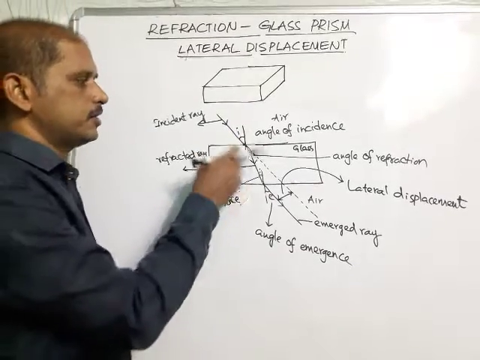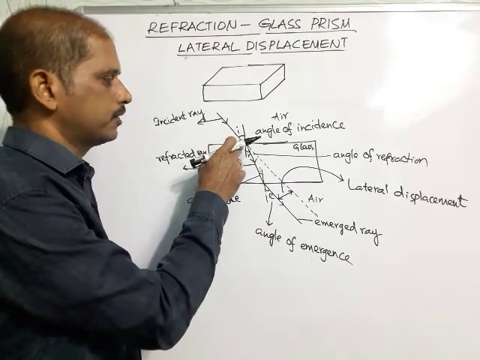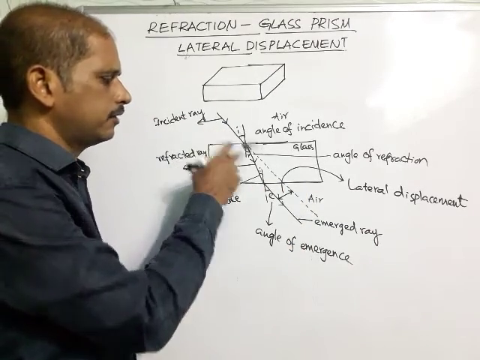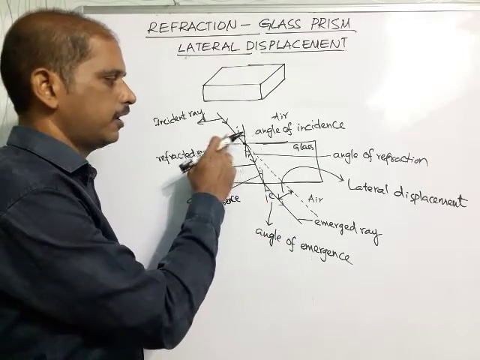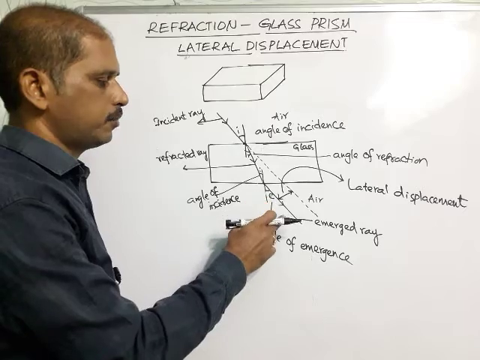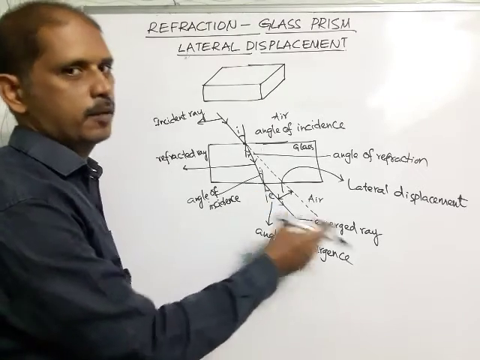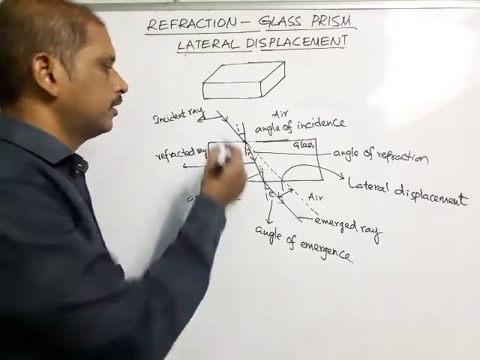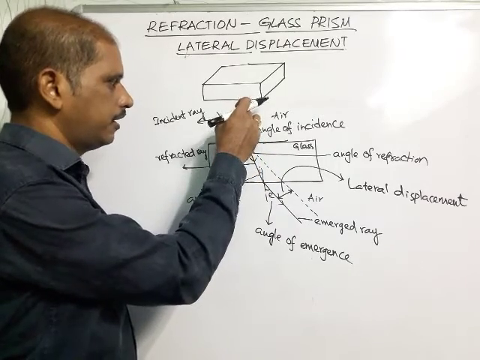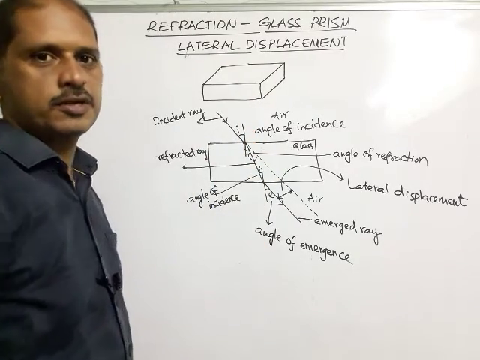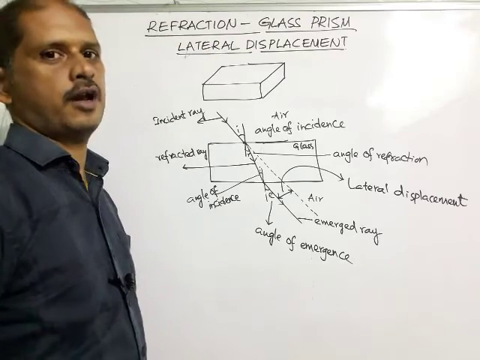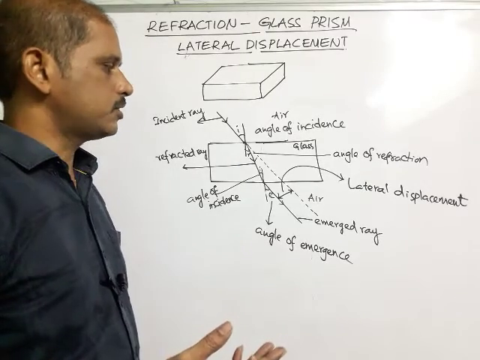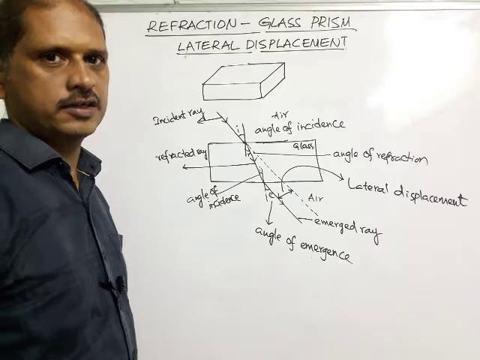If the angle of incidence increases, what happens? The angle of emergence also increases. Why? Because this is also in air, this is also in air. With whatever angle of incidence it is incident here, with the same angle it emerges out. If the angle of incidence is 90 degrees, what happens? The light ray does not refract, it passes straight. Why? Because it is passing along the normal. So the angle of incidence is 0. If the angle of incidence is 0, it does not undergo any refraction, it will not bend.